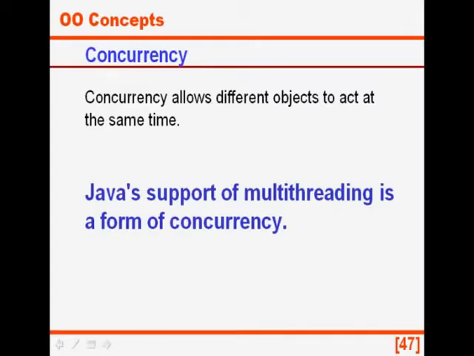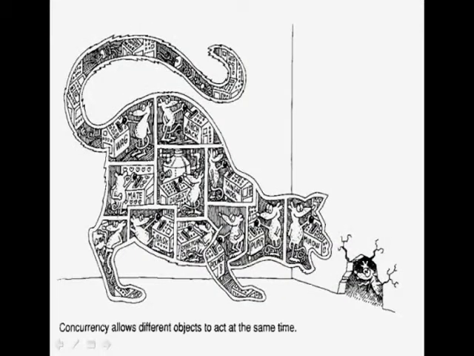Another feature is concurrency. Concurrency allows different objects to act at the same time. An example would be Java support of multithreading, which is a form of concurrency. Different objects acting at the same time.